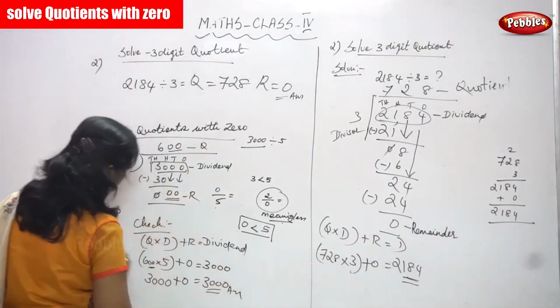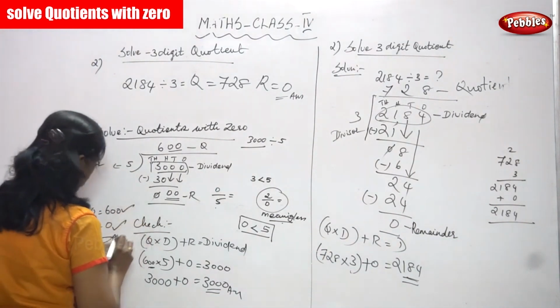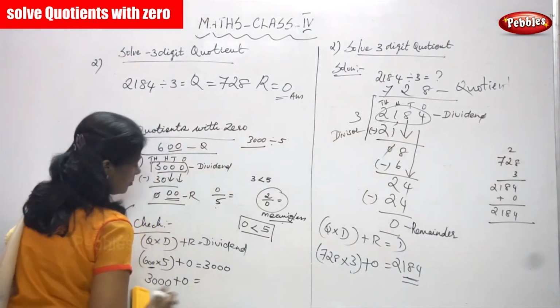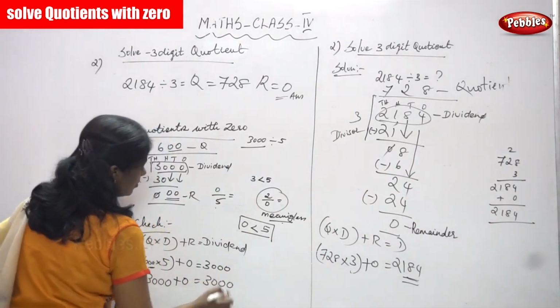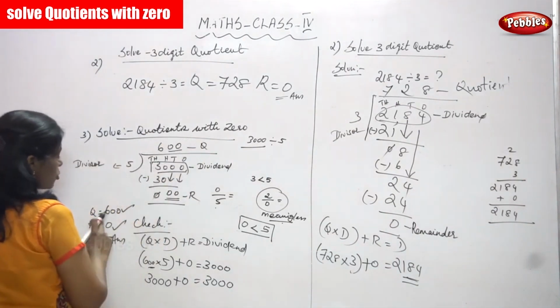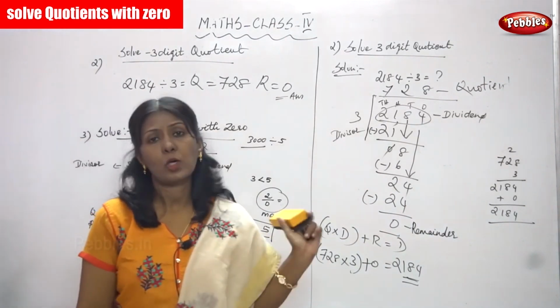So exactly what you will find is that this quotient and remainder both are correct. This is the exact answer. So quotient with 0: the quotient is 600 and the remainder is 0. This is the exact answer for the question.